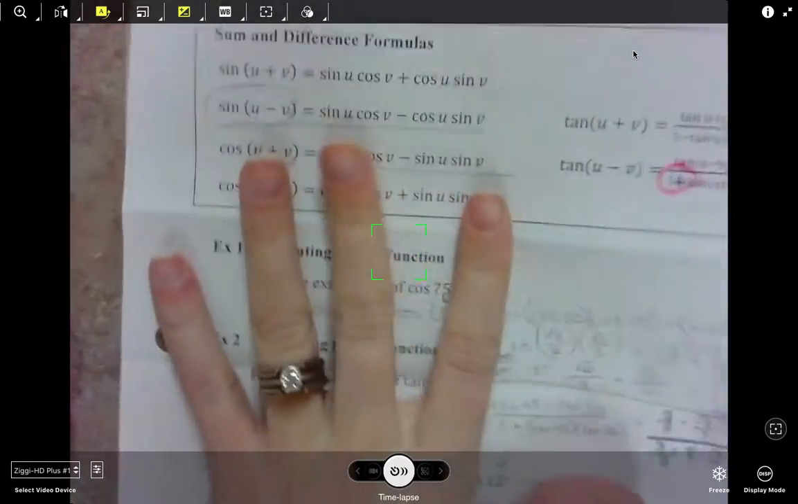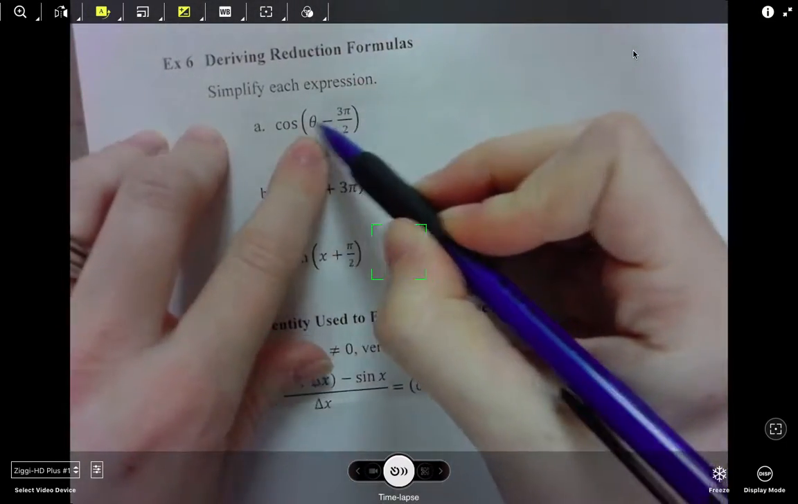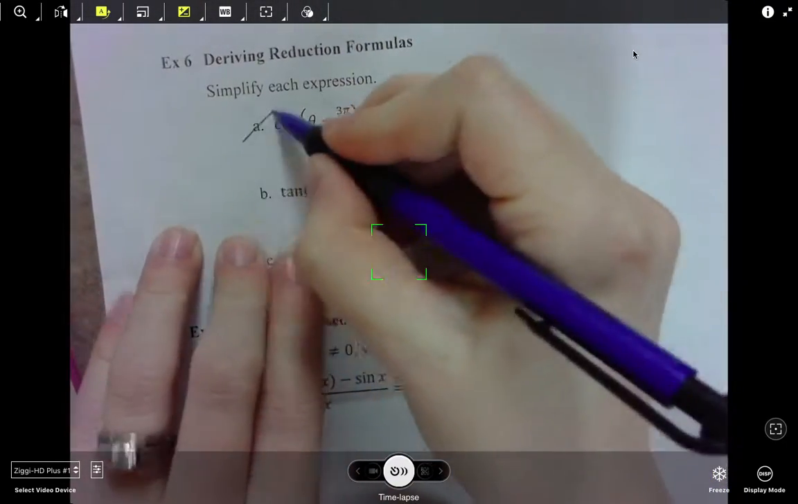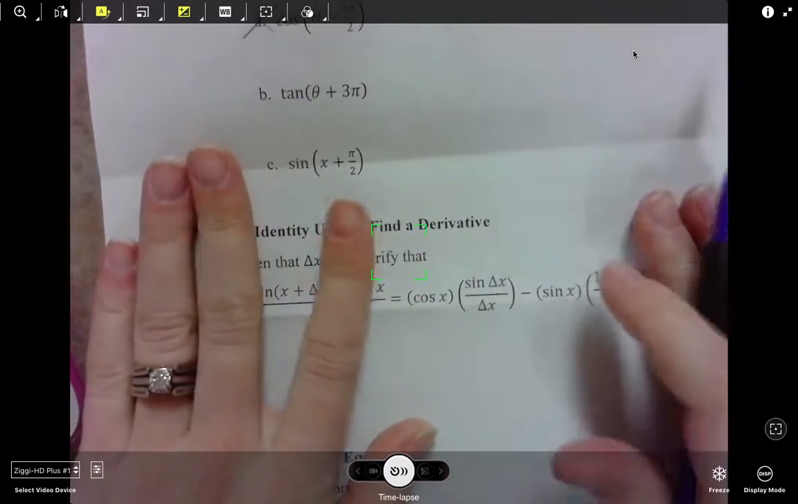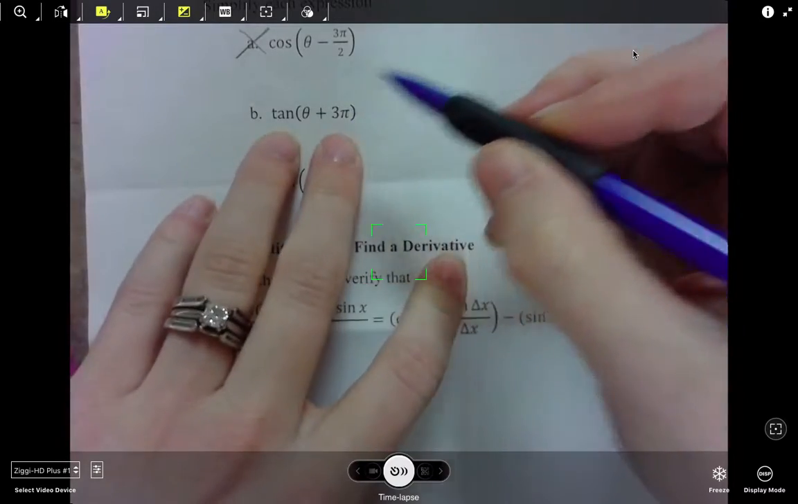All right, let's look on the back side and see what we've got going on here. Simplify each expression. We just did a cosine of something minus something, so I'm going to skip part A just to save time. Let's go to part B. Let's go to a tangent. This is tangent of theta plus 3 pi.